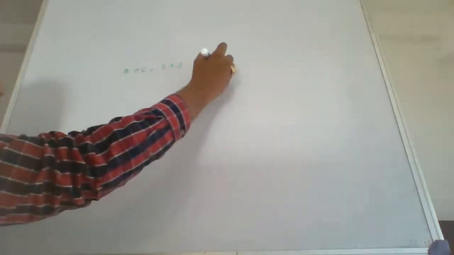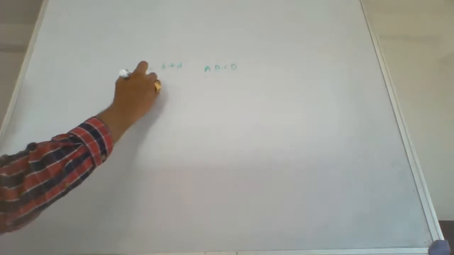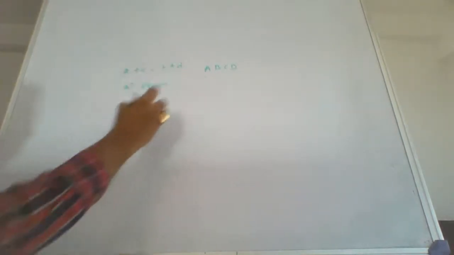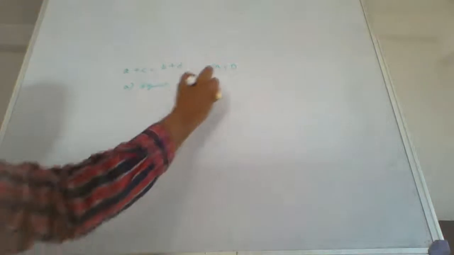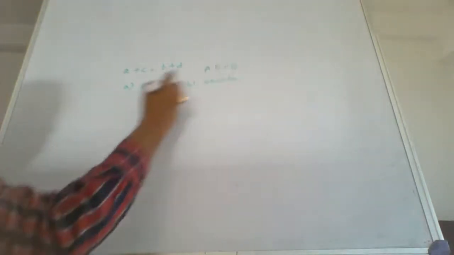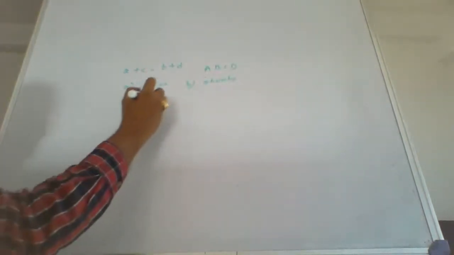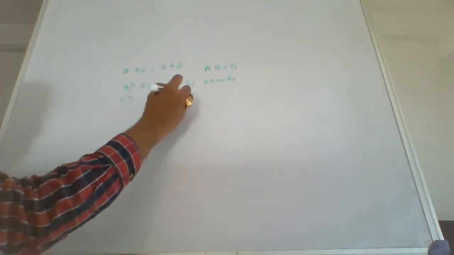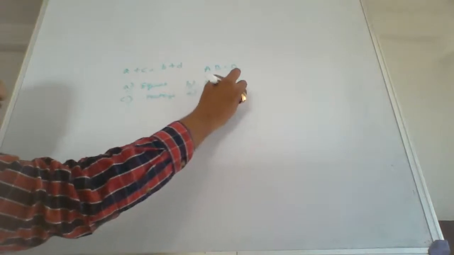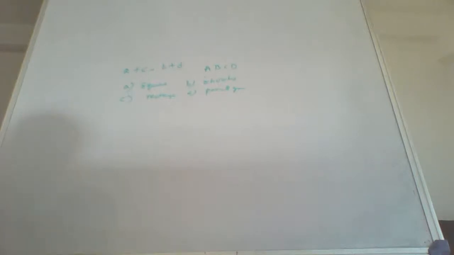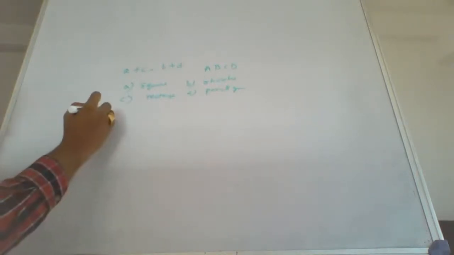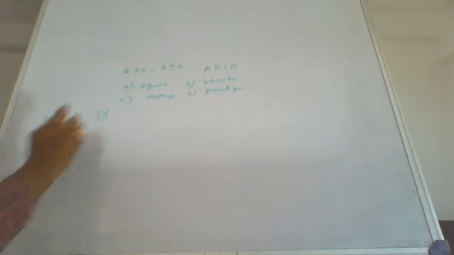Okay, then the quadrilateral ABCD is, let us try to find, is it a square, is it a rhombus, is it a rectangle, or is it a parallelogram? Is it a parallelogram? Let us see how to do it. Okay, so let us find the solution for this.